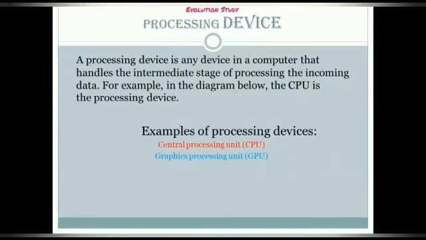Now, what is a processing device? A processing device is any device in a computer that handles the intermediate stage of processing the incoming data. For example, in the diagram below, the CPU is the processing device. Examples of processing devices are Central Processing Unit (CPU) and Graphics Processing Unit (GPU).